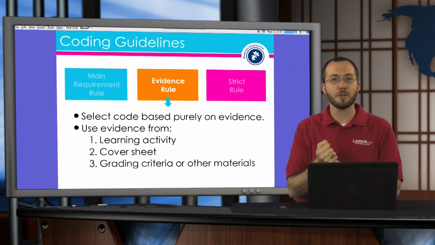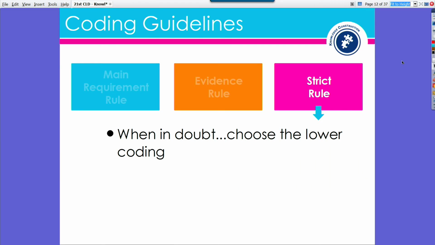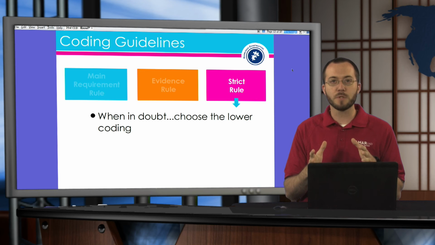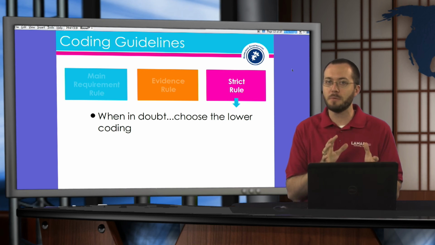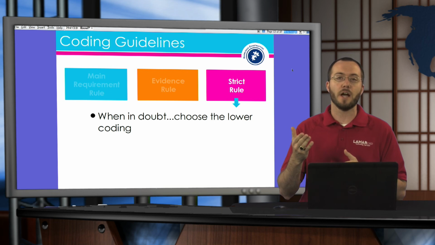If you're not sure, that takes us to rule number 3. It's called the strict rule, and it's very simple. If you are in doubt of a coding, you must always choose the lower coding. So if you're on the fence between, this could be a 2, it could be a 3, you have to go with 2 because you don't have enough evidence to conclusively say it deserves the higher code.